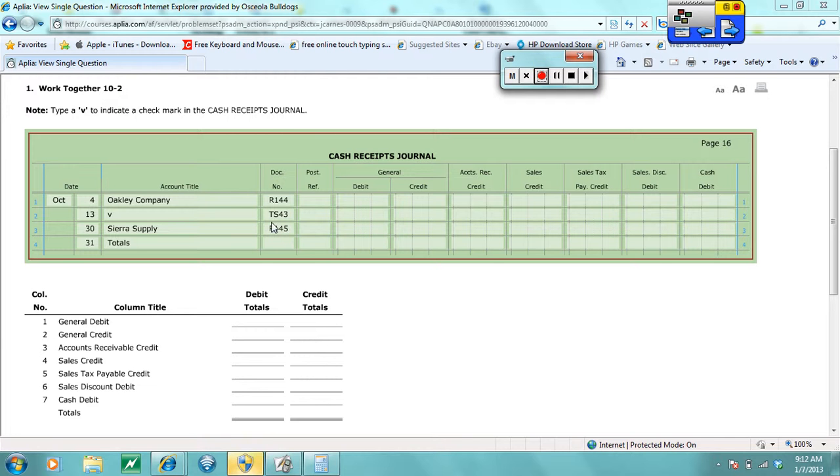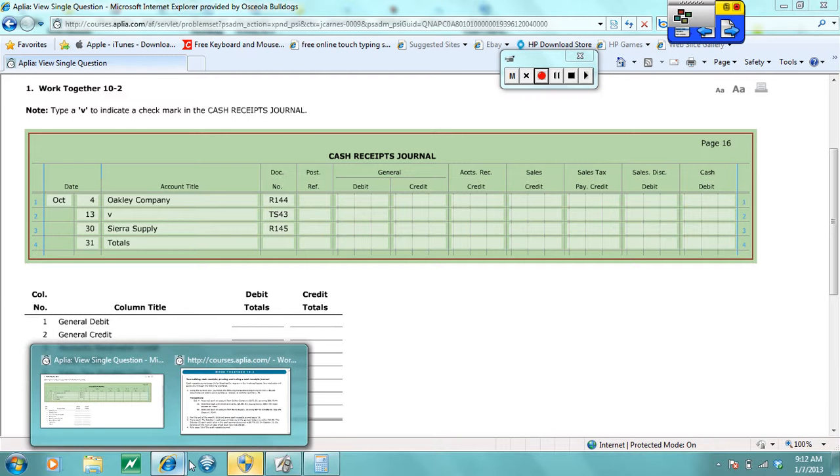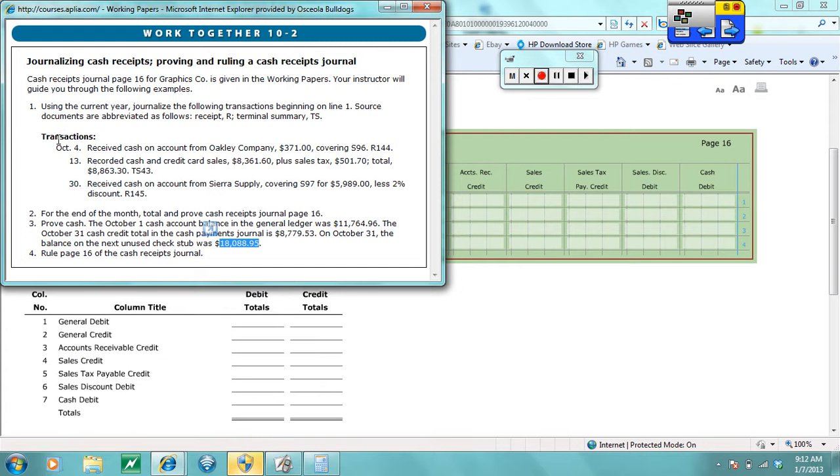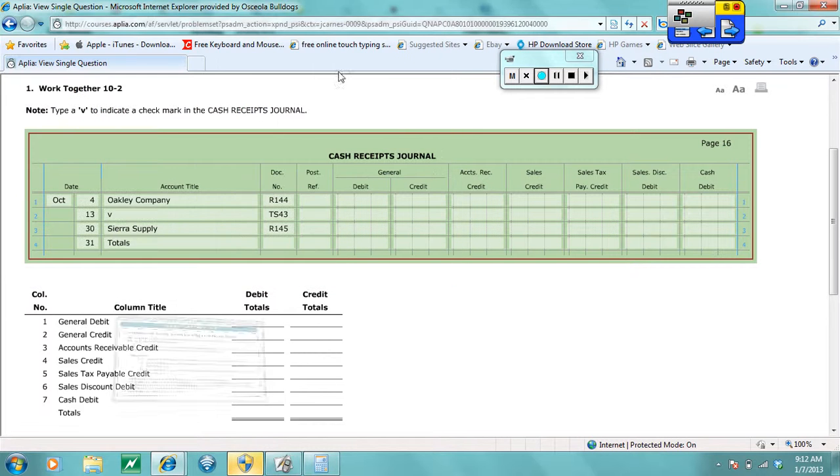When you receive money on account, you should be using the accounts receivable column right here and debiting cash. Looking at the first instruction, receive cash on account from Oakley Company. You need to know who you received the money from so they don't owe you anymore. $371, Receipt 144.